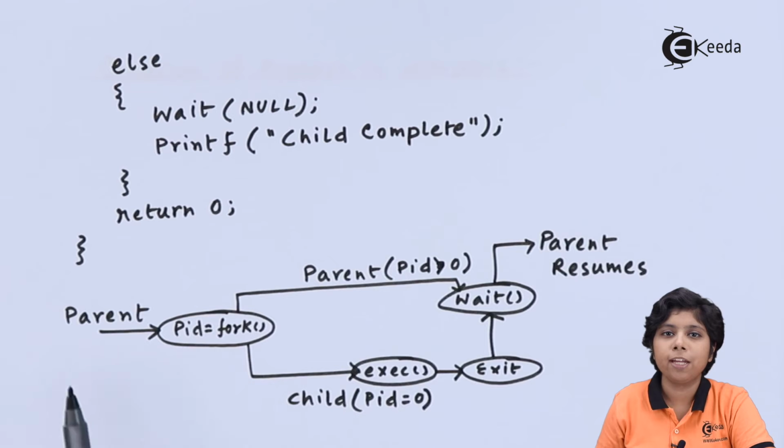In this way, the parent can go to the wait call, and after the child process finishes execution with the exit call, only then can the parent resume its operation. Now we will move into how Windows can create a process using the CreateProcess command.